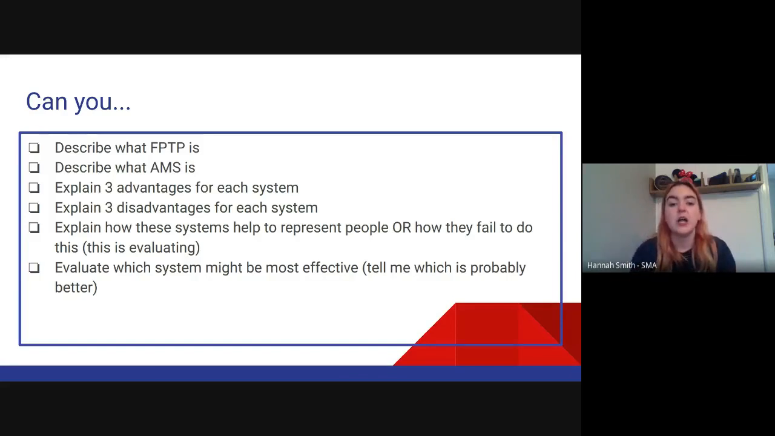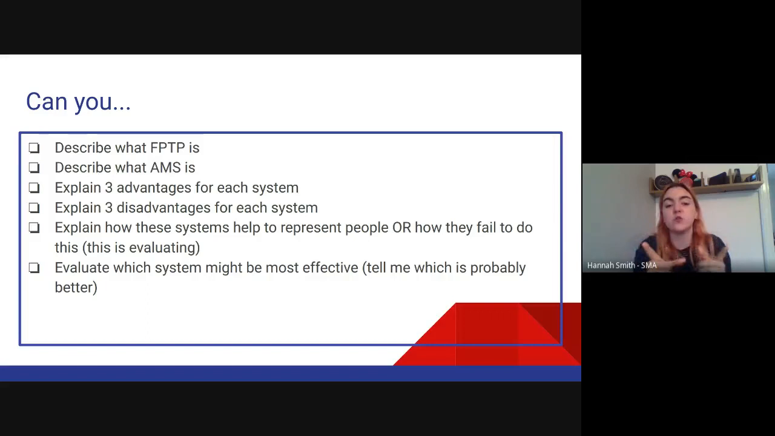We're getting there. Evaluating is saying, right, first past the post is good at representing people because MPs are easily elected, because every person gets 1 MP, so they know who to go to. That's good representation. Oh, I have a problem, I go see Kirsty. She knows what to do. However, first past the post is not good at representing because smaller parties don't get a say, or it's more difficult as an independent candidate. Does that make sense? So if I say how they represent people, we're looking for how are they good at putting people's views across and how are they not? And then evaluate which system might be most effective.